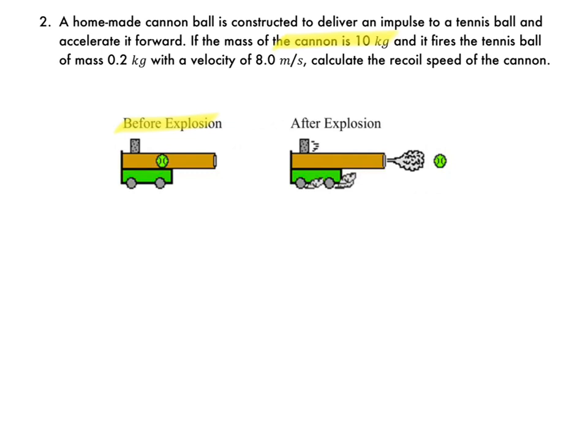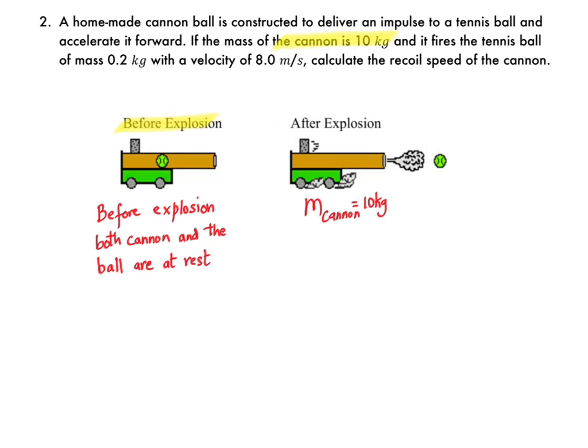So the cannon and the ball were both together at rest before explosion. And after explosion, the ball will be released in the right direction, that means towards the right, and the cannon will move backwards, that is recoil, to the left. So mass of the cannon is 10 kg, mass of the ball is 0.2 kg as given in the problem. The ball moves at 8 meter per second and the cannon will recoil, that means it will move backwards to the left, and we don't know what's the speed with which it is moving backwards. When the tennis ball moves forward, the cannon will move backwards.